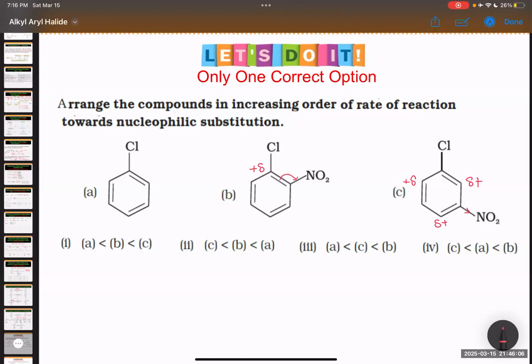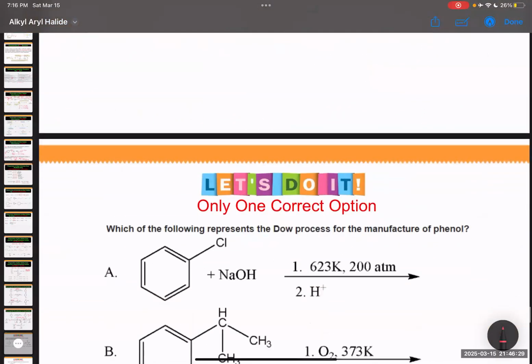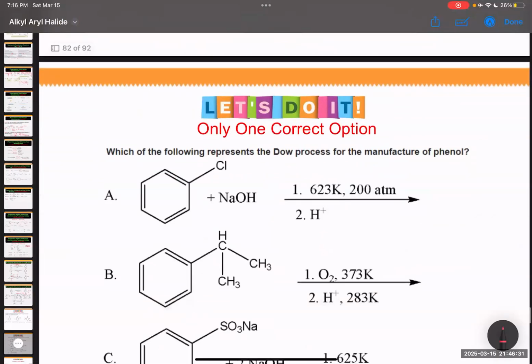So this is the most reactive, B. Then you have C, a little bit more reactive than A. So you are going to have C, B, A as answer. But if you have electron donating group, the rate is going to decrease. Okay, it is going to decrease.